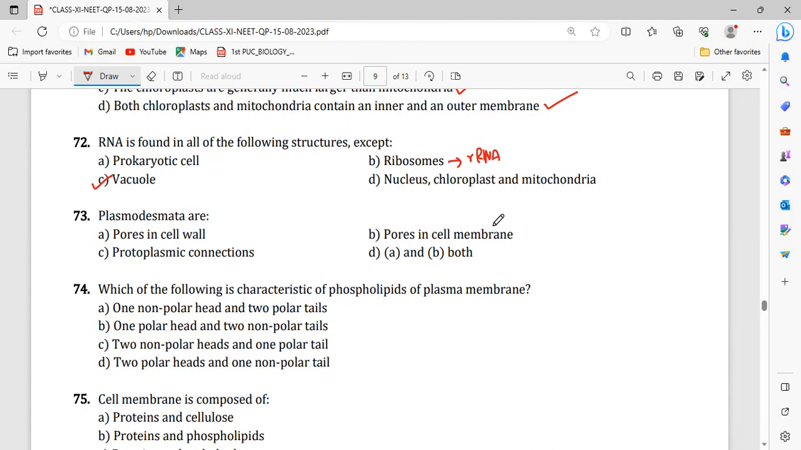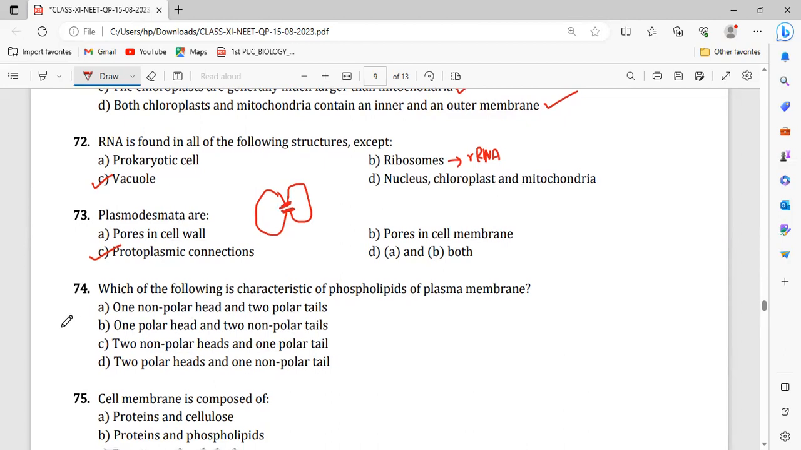Then plasmodesmata are. So this plasmodesmata, they are actually the protoplasmic connections. So if there is two cells, these two cells, they are connected by this plasmodesmata.